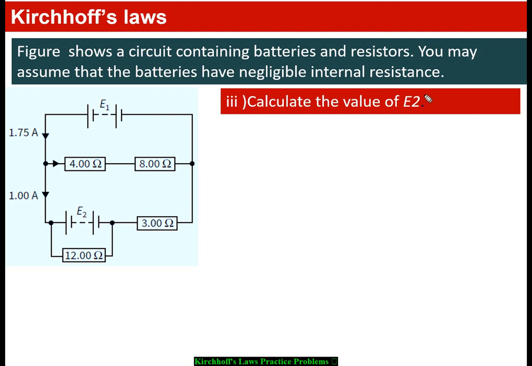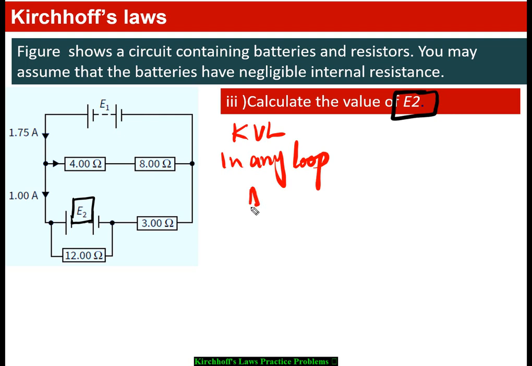For part 2, we need to find E2, the EMF of this battery. So how can we find it? To find the EMF of this battery, again, we need to use KVL. According to KVL, in any loop delta V has to be equal to 0. So we need to choose a loop. So let's say we consider this loop.